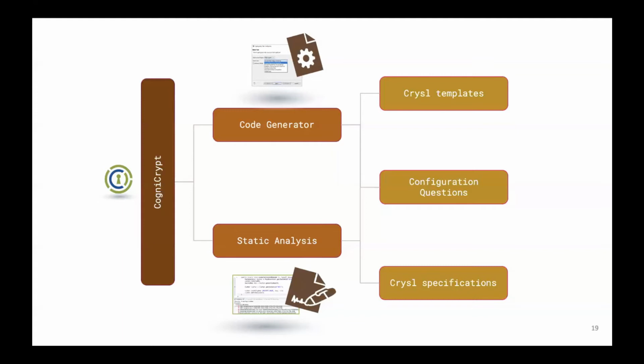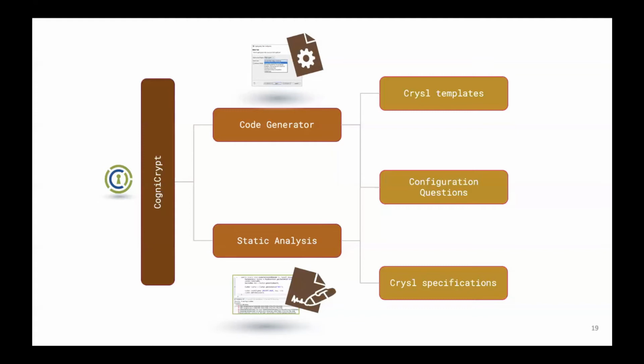The first component that you need to provide to CogniCrypt is the Krysl specifications. The second component you need to provide are the Krysl templates, right? The Krysl templates are essentially just simple Java code, right? This is the correct usage of your API, right? So you would say, hey, if you want to perform a cryptographic task that my API provides, this is how the code will look like.